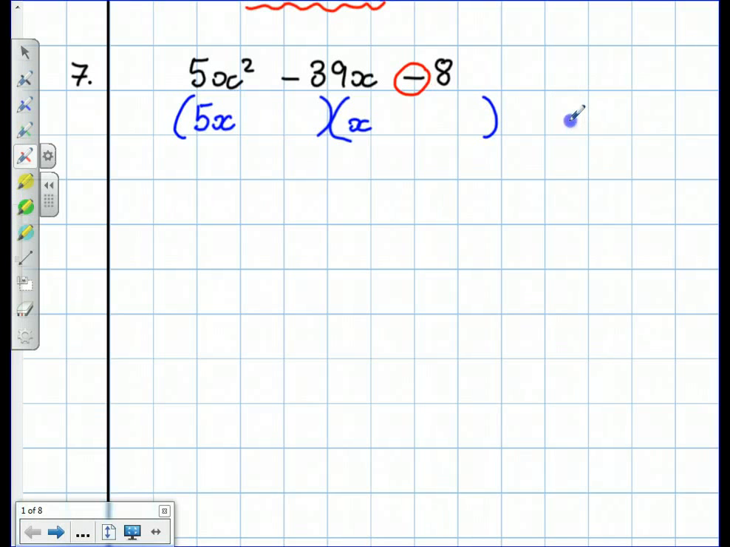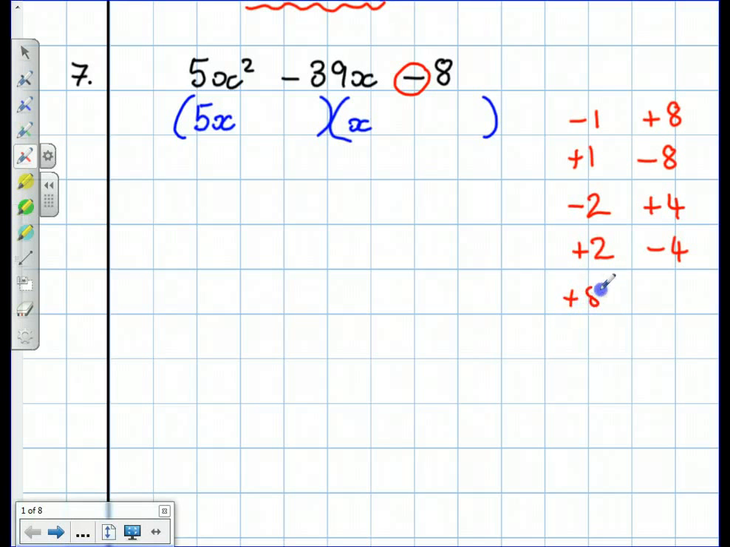And remember that order is important. I could have minus 1 and plus 8. Or I could have plus 1 and minus 8. So that's two possibilities. Or I could have minus 2 and plus 4, or plus 2 and minus 4. But as I said, the order is important. So let's look at the beginning here. I could, of course, have plus 8 and minus 1, or minus 8 and plus 1.